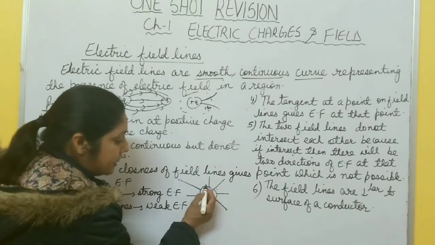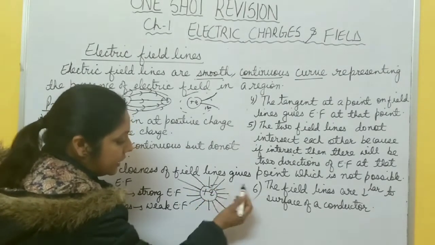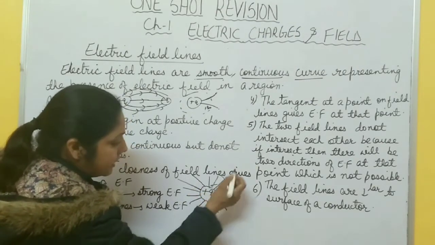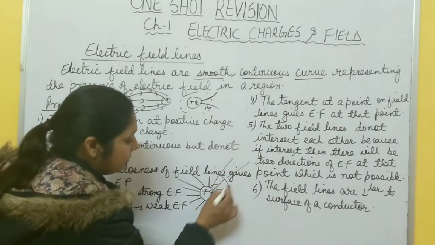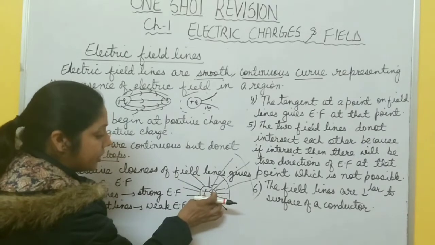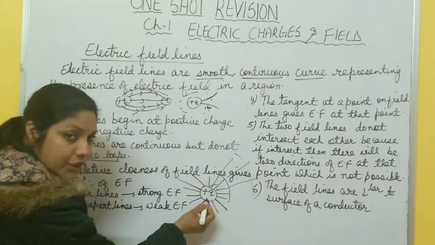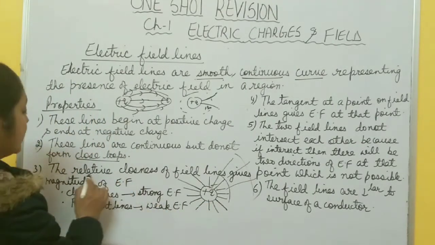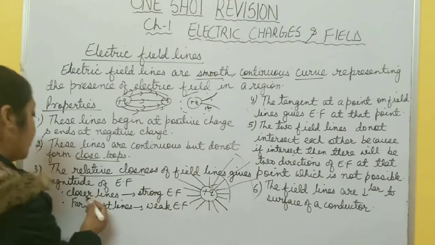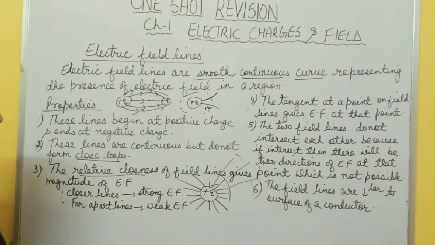Suppose near the charge these field lines are close to each other, right? And when you move further, these field lines separate from each other. Distance between the field lines increases. Again, when you move to this point, these field lines separate again. So near the charge, field lines are closer. It means there is a strong electric field near the charge, right? So relative closeness of field lines gives magnitude of electric field. Closer lines mean strong electric field and far apart lines mean weak electric field, right?